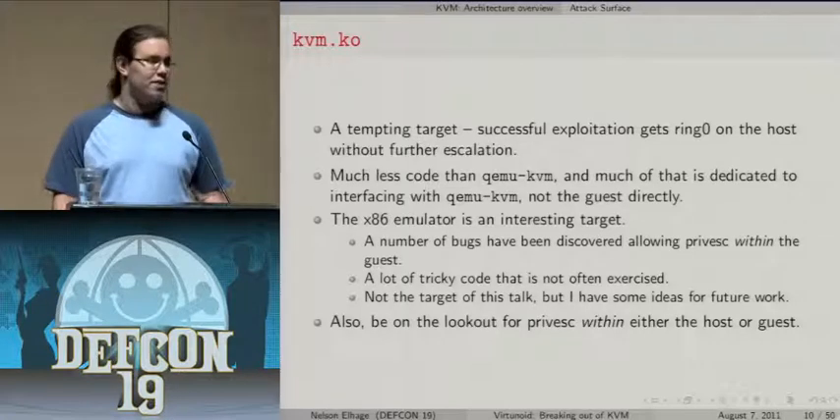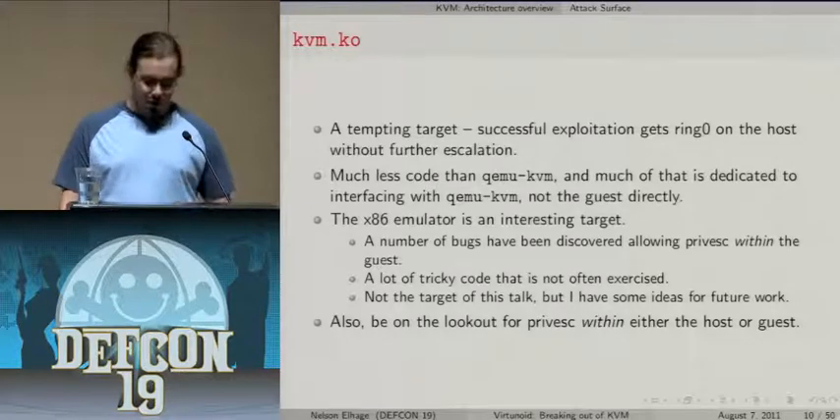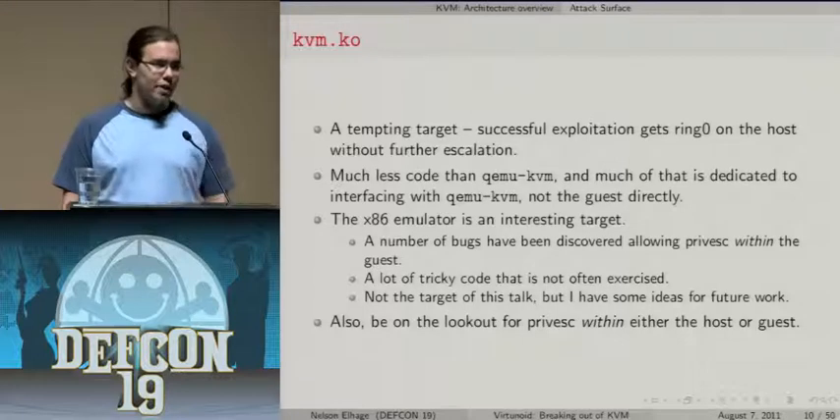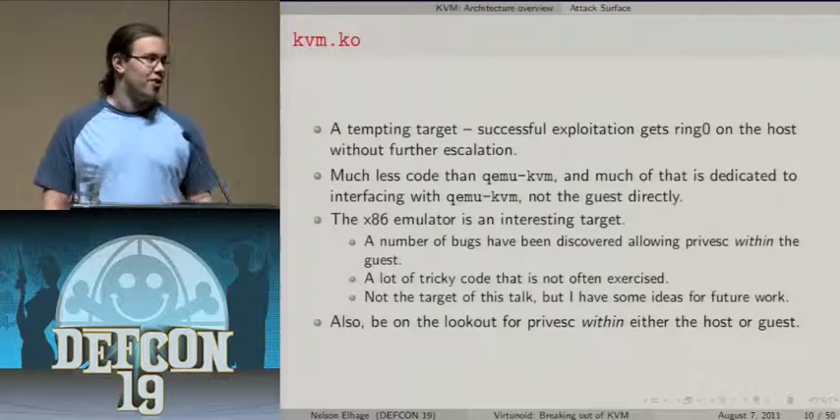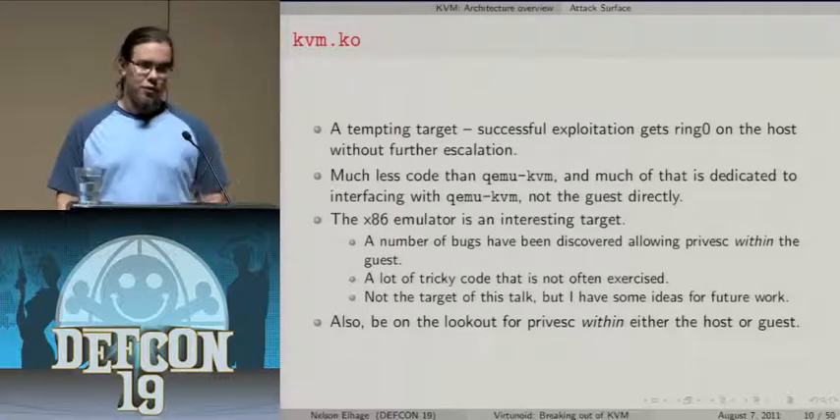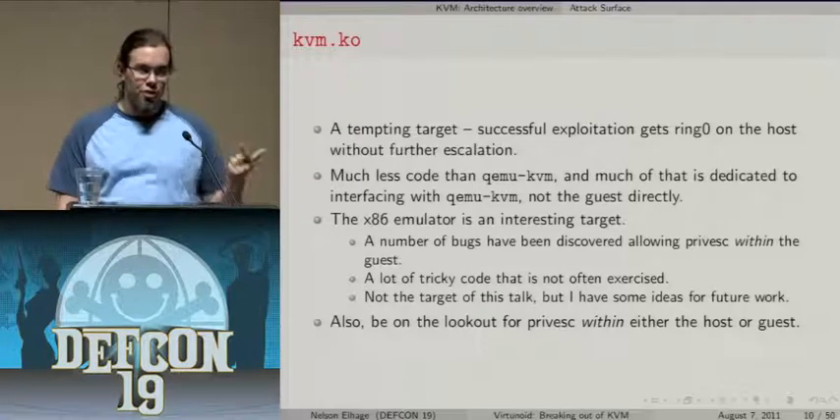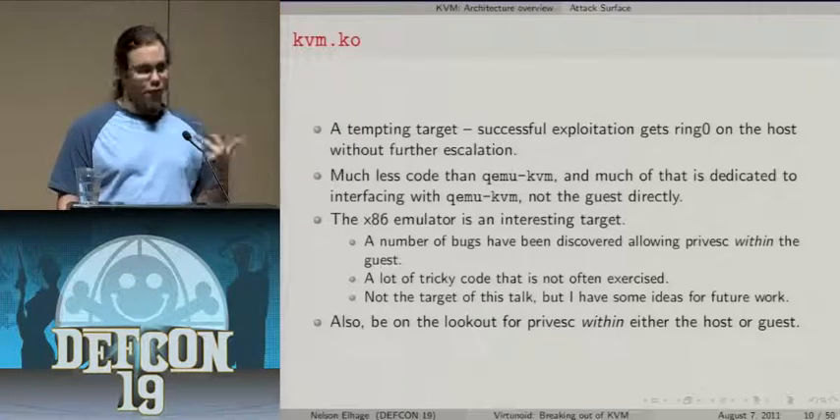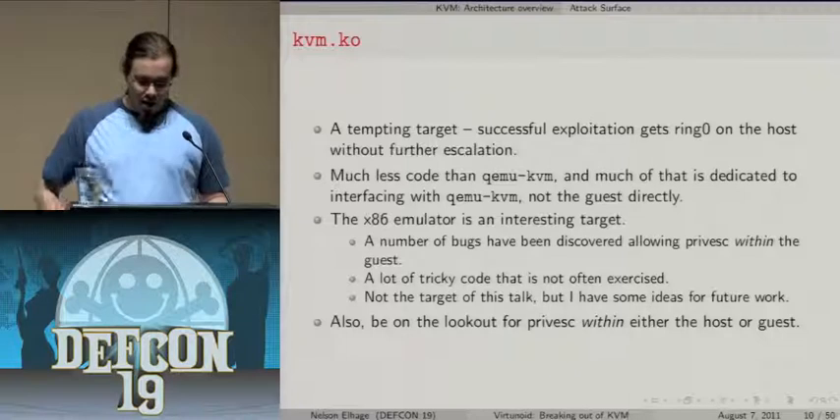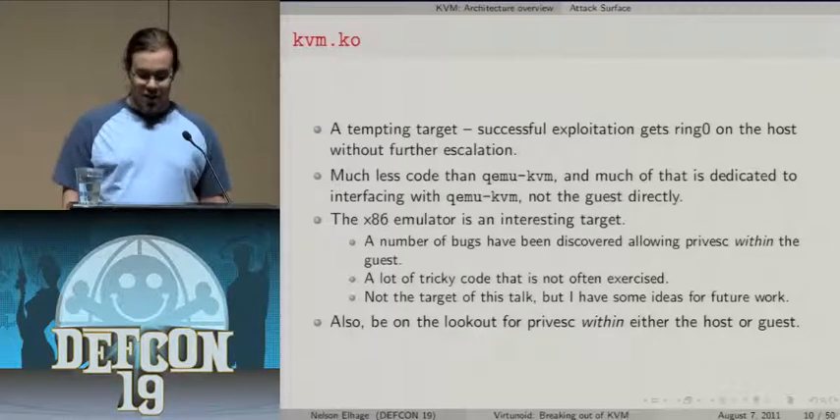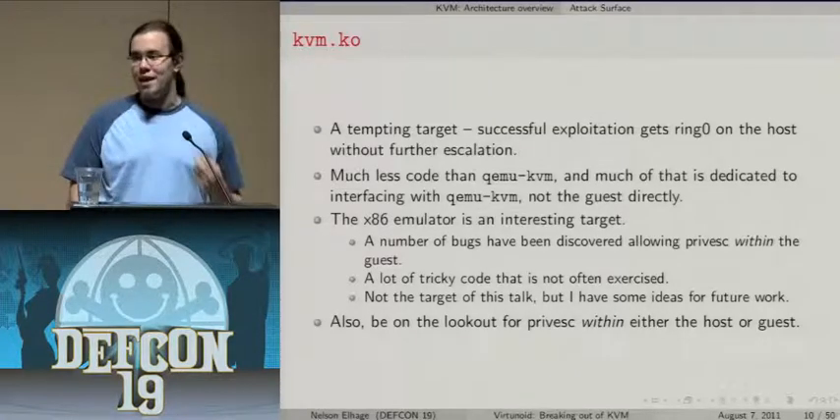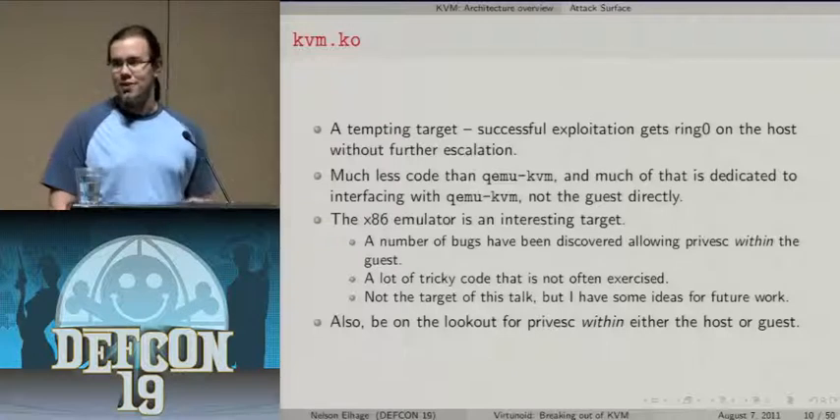All right, so those are the three main components. Now we can go back and take a look at each one with an eye for attack surface. KVM.ko for an attacker is a very tempting target because it runs in kernel mode on the host in ring 0. If I successfully find and exploit a bug here, I have ultimate privileges on the host with no further exploitation or privilege escalation needed.